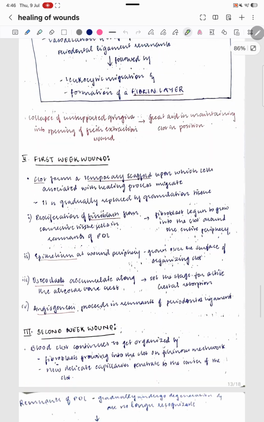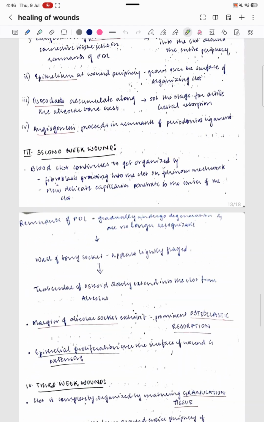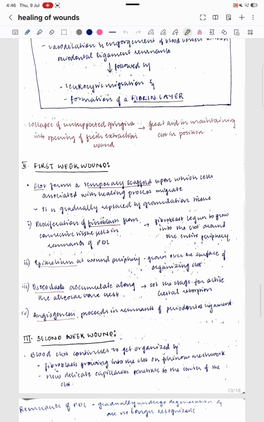Now coming to the weekly changes. Basically there are progressions over 3 weeks, and we're going to see what happens in these 3 weeks. In the first week, the clot forms a temporary scaffold upon which cells associated with the healing process migrate. So first the clot forms, then there is a temporary scaffold upon which cells associate and the healing process migrates.